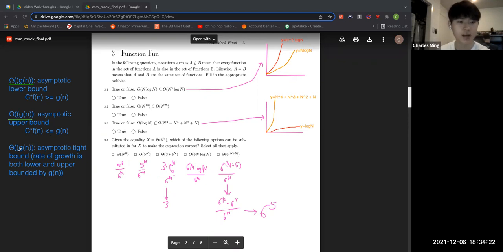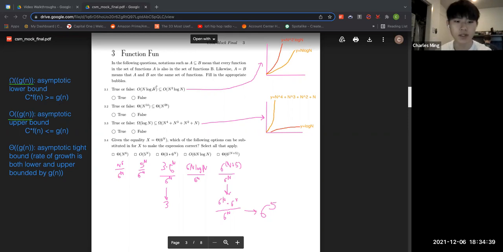Lastly, big theta of g of n describes an asymptotic tight bound, meaning the rate of growth is both lower and upper bounded by the function. And you can think of this like big omega and big O combined.